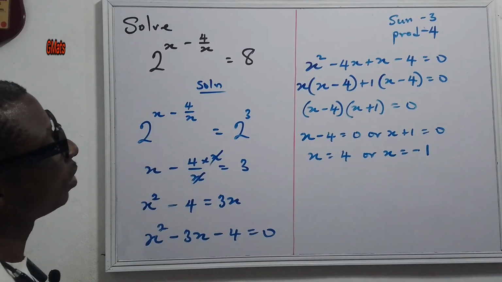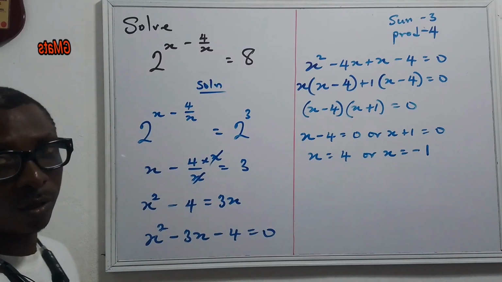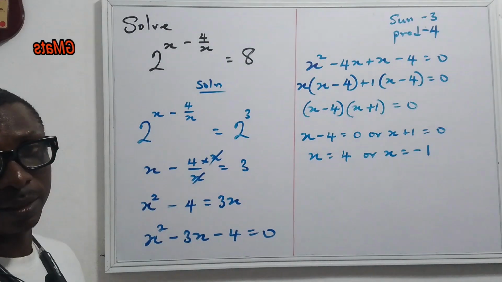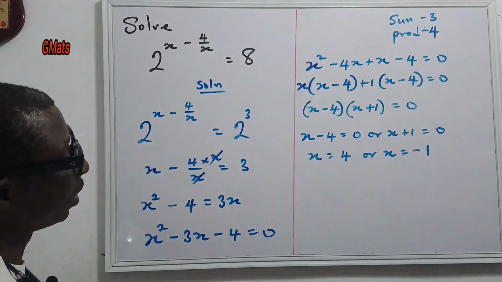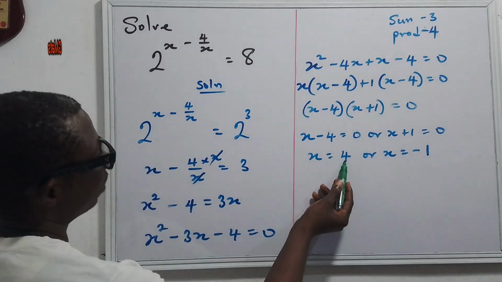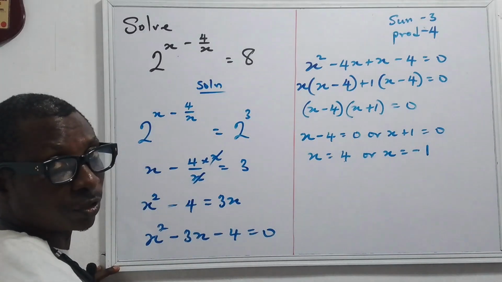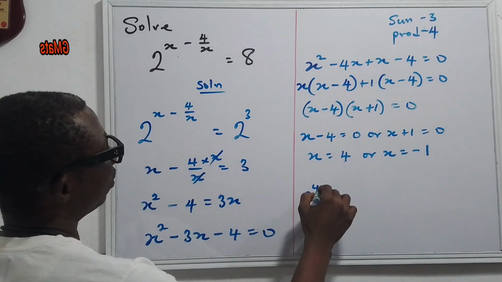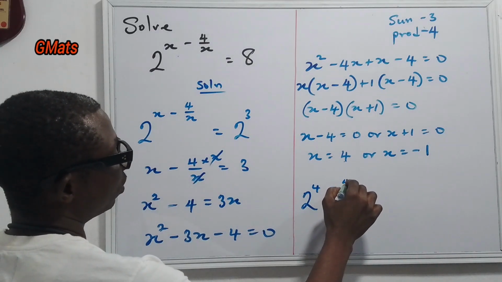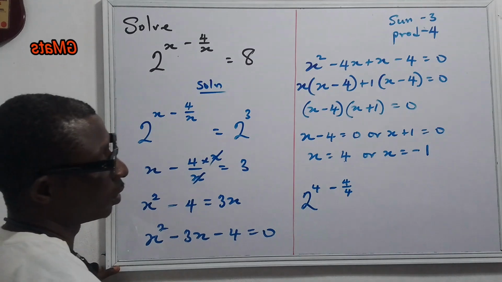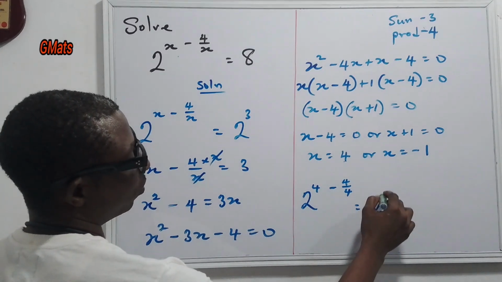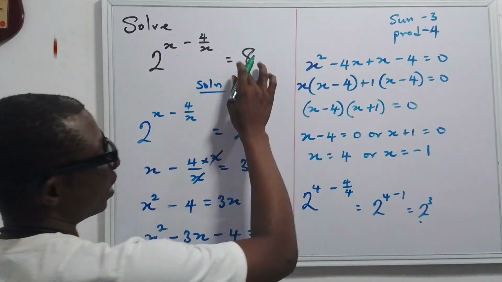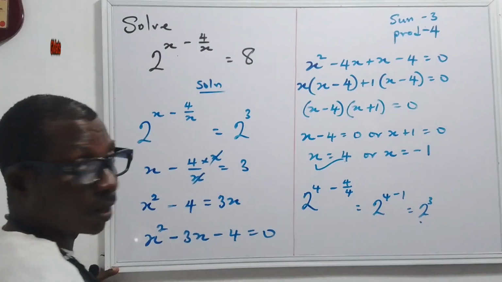All right, so that is what the question wants us to do. But now let's check to be sure that the answers are correct. Let's input this into the equation and see if we're going to have 8. So we have 2 raised to the power of (4 minus 4 over 4). That gives us 2 raised to the power of 4 minus 1, which is 2 raised to the power of 3, the same thing as 8. That makes this correct.